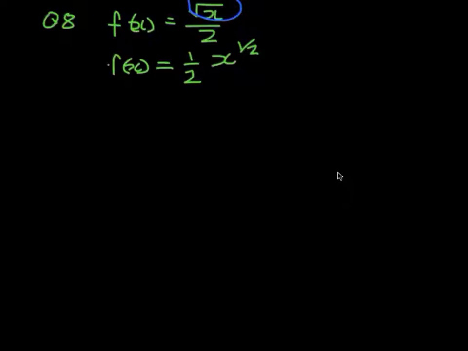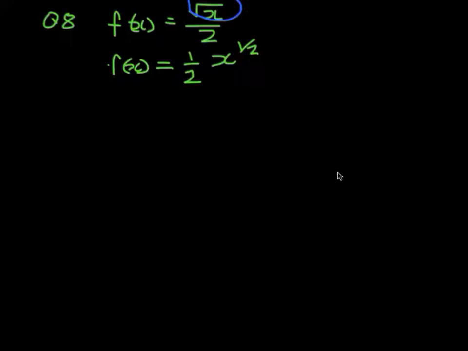Okay, another question that I was asked to have a look at is question 8. We've got the function f(x) is equal to the square root of x over 2. First step is to change this so that it no longer uses the radical sign, the square root sign. We want to express it in index form, so we'll have f(x) is equal to a half of x to the power of a half, because the square root of x is actually the same as, in index form, x to the power of a half.